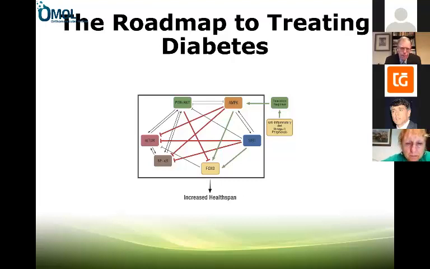So to treat diabetes effectively, you have to activate AMPK on a continual basis, a lifetime basis.